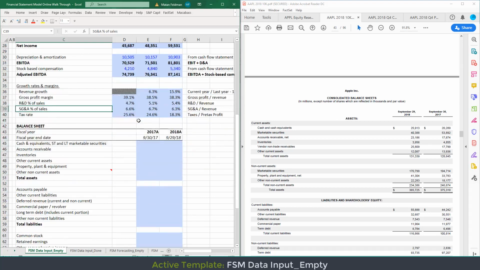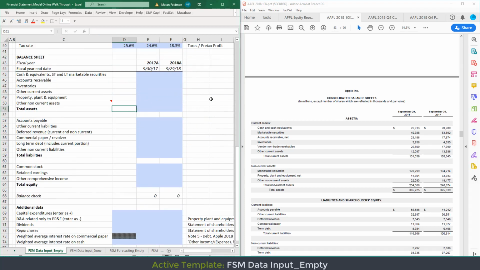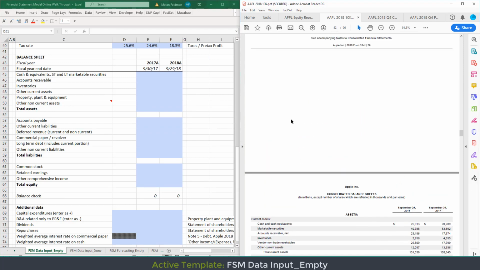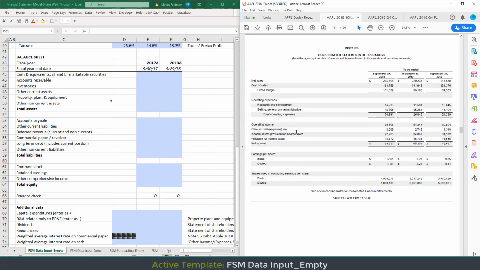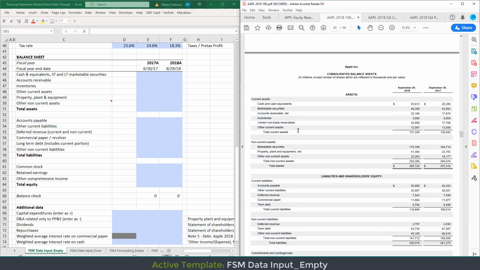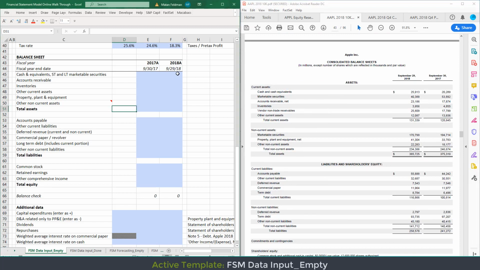Okay, with the income statement historicals laid out, let's do the balance sheet. The balance sheet is a couple of pages after the income statement we've just been working on. So let's open that up here, and we're going to start plugging in the data.